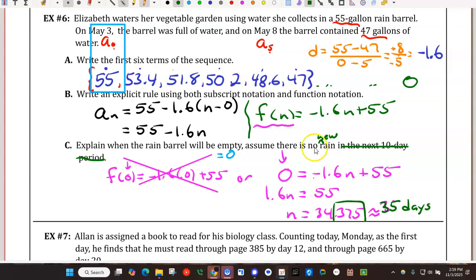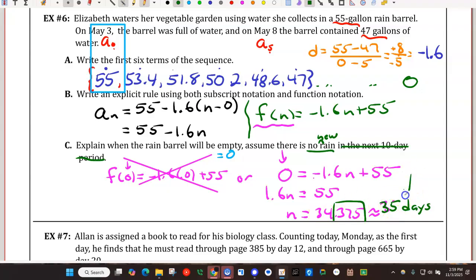Now, when you get to calculus, that's when you throw in, oh, you're watering this much and it's gaining this much in rain every day on average. And how long would it take then? So you add a new little layer of rates when you get to calculus to answer that question. But for now, we'll just say there's no new rain.